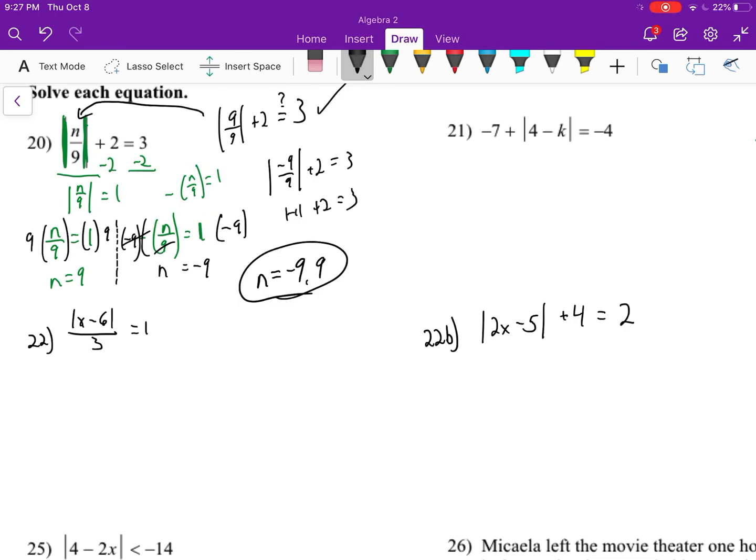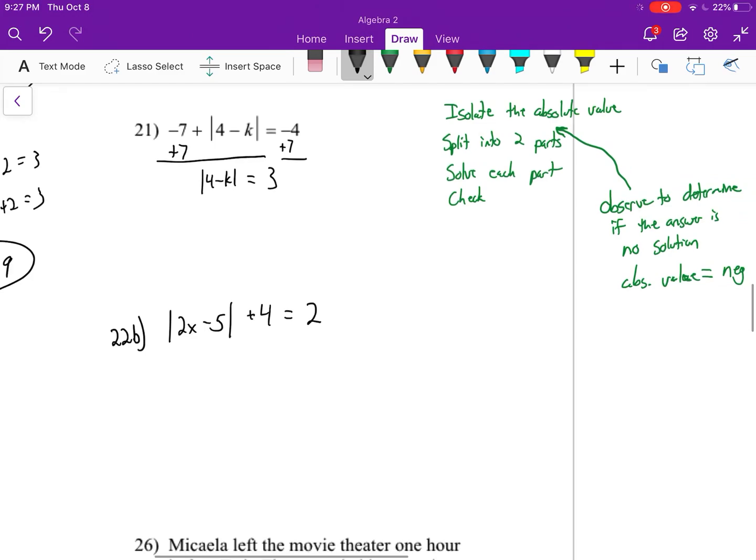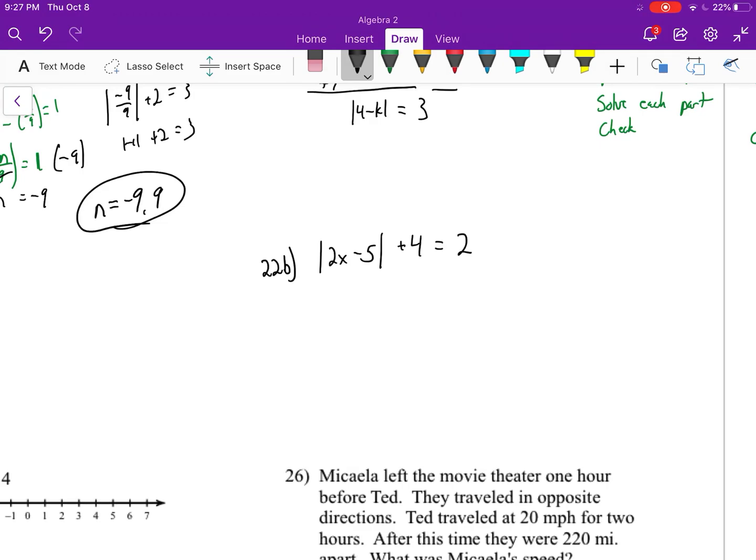21, first step, isolate the absolute value. Let's do the observation step. Remember, it says observe to see if an absolute value equals a negative, because then you would have no solution. Does this say an absolute value equals a negative? No. It says the absolute value equals 3. So now we split it into two parts. We leave it as is without the absolute value. This would be if 4 minus k was a positive. And then we think, well, if it was an opposite or a negative, we would have to do the opposite of 4 minus k is 3.